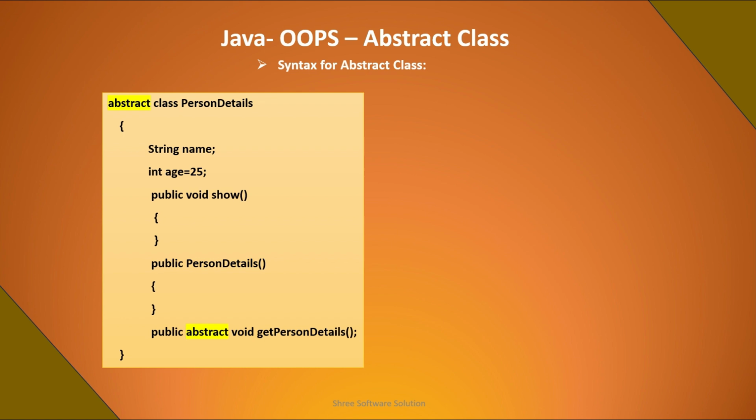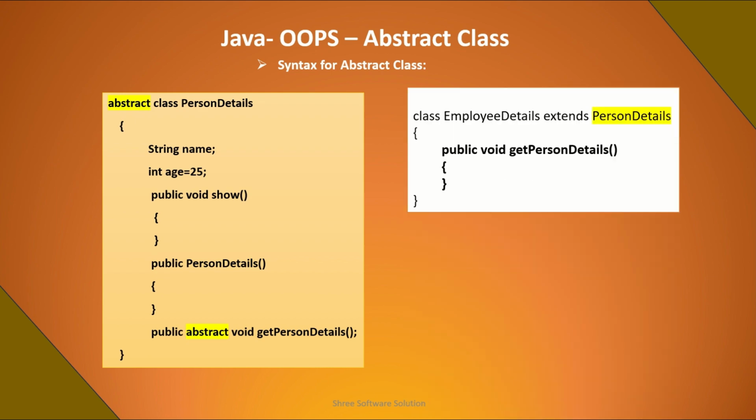Okay, now this is the base class. Now I'm going to create the subclasses. Here I created the employee details and I extend it with the person detail. Whatever function declarations we declared here, we need to write a function definition in our subclass. If I don't write that definition, it will display an error message: the abstract method cannot override.